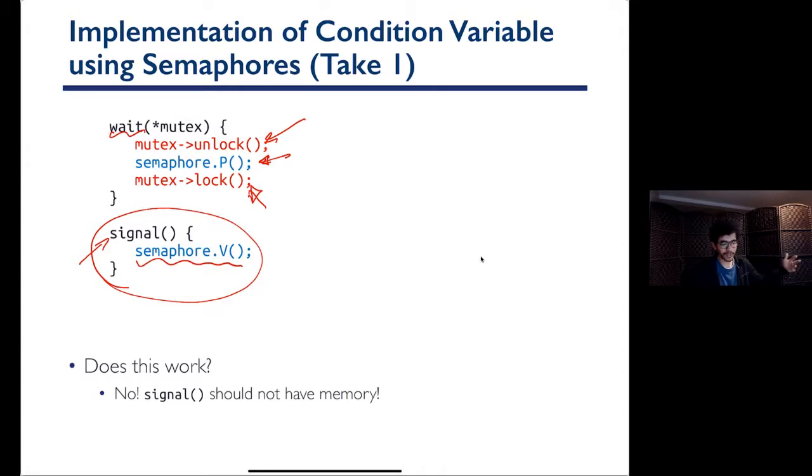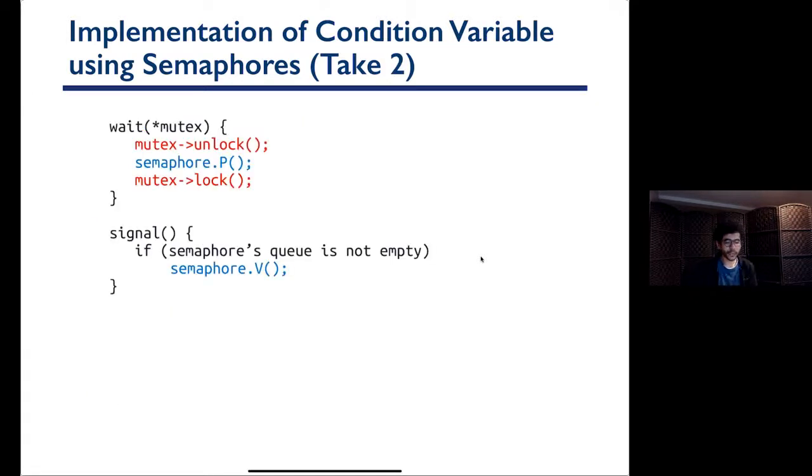So if you call signal 10 times, then 10 waits are going to not have to wait. Whereas the definition of condition variables says that if nobody is waiting, then the signal should get lost. So take two says, okay, what if I can check? Instead of just calling semaphore, I check if there is anybody waiting. Then I call V. And if nobody's waiting, I don't call anything.